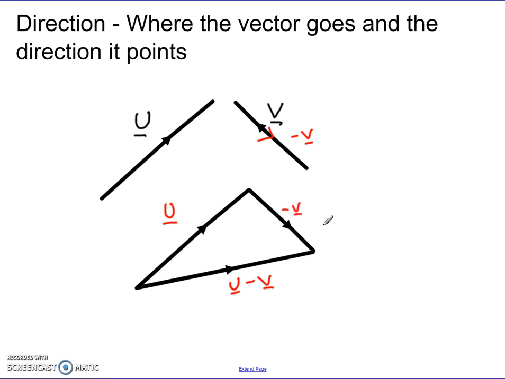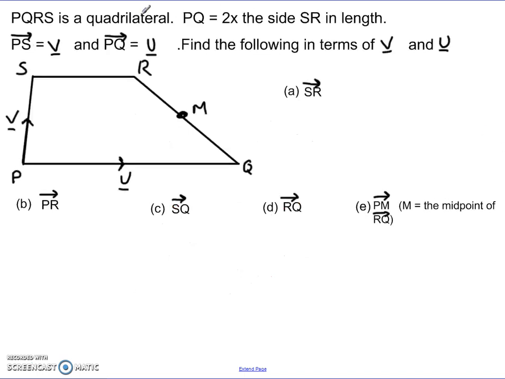So let's have a look at an example of this in a scenario I've set up for you. So I've got PQRS as a quadrilateral, and I've got a bunch of information here. Now the best bit of advice I can give you at this point is read the information and make sure you understand the situation. I know the vector P to Q is twice the side S to R in length. I also know that P to Q is u. What that means is then I can say, right, so if SR is half the length of that, I know then that SR is a half u.